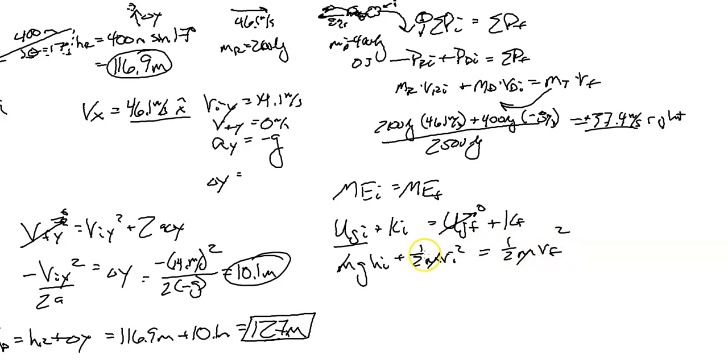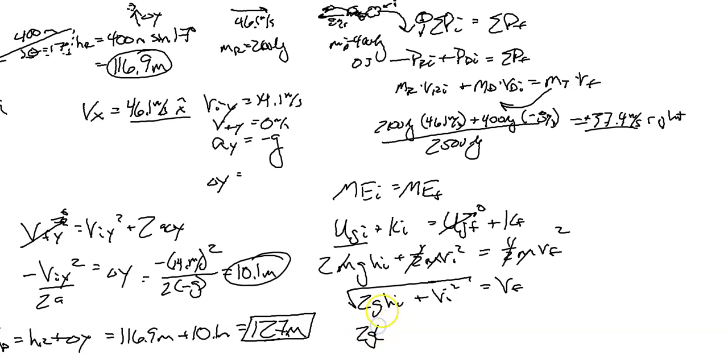So to find this, firstly, multiply everything by 2. I'm just going to put a 2 up here, cancel that, and square root the whole thing. So the square root of 2gh_i plus v_i squared is equal to v_f. Of course, once again, don't be confused by your I's and F's. You've got to be careful. This I is after the collision, and this final is when it hits the ground.